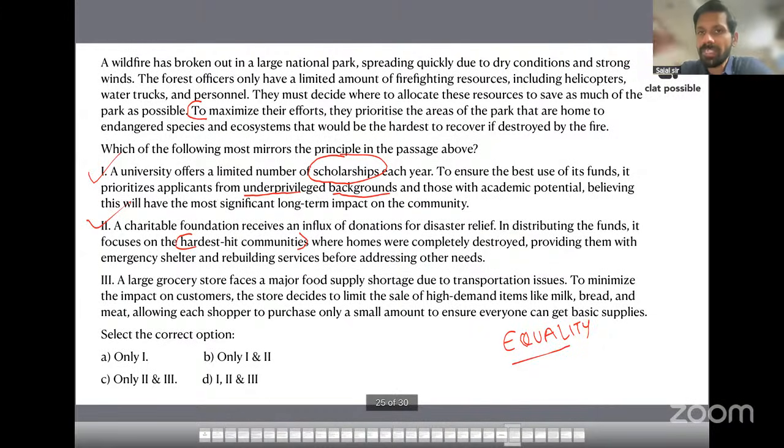And in the previous two examples and in the original passage, the principle is of prioritizing those who need that help the most. So in those two cases you were prioritizing people, right? It was more of an equity thing, right? I'm not saying 100% equity, but yes, it's more of an equity thing. And three is more of an equality thing, right? So there's a difference. So three does not align. So the correct option here is B.